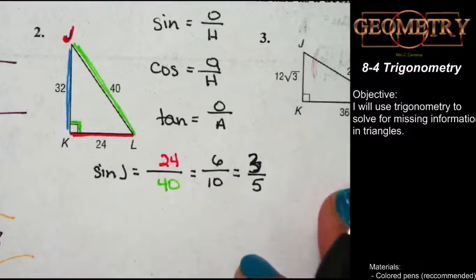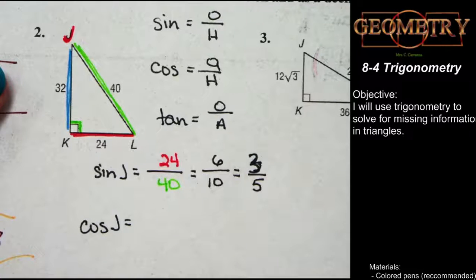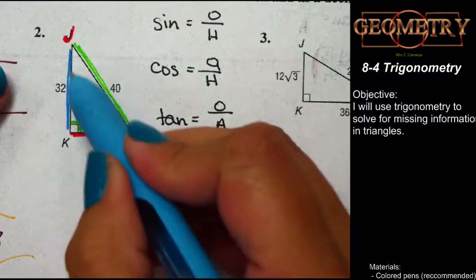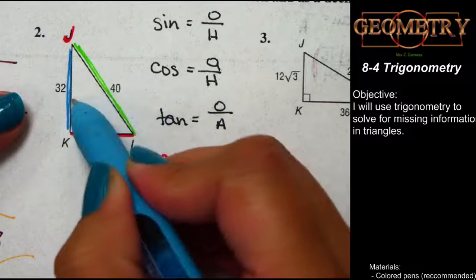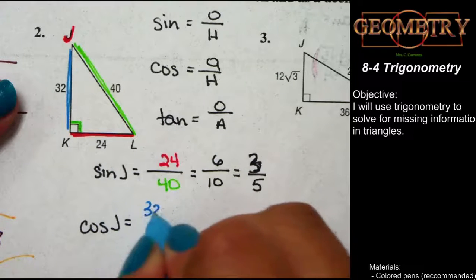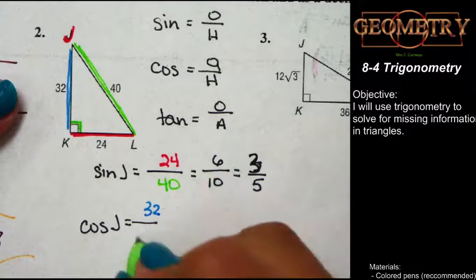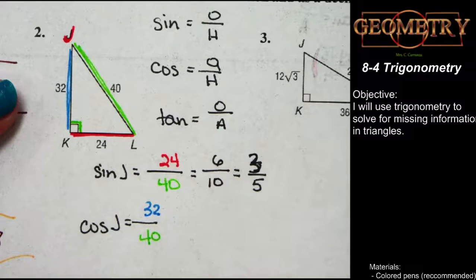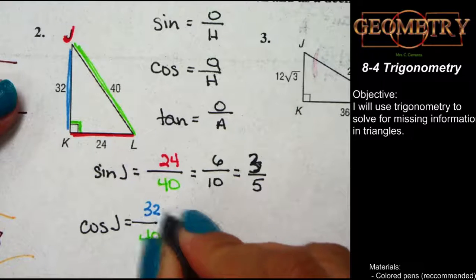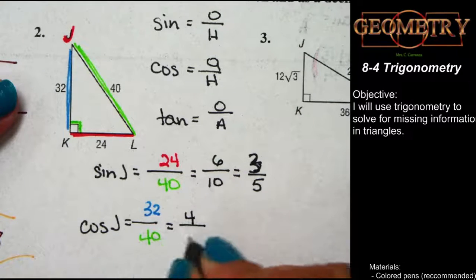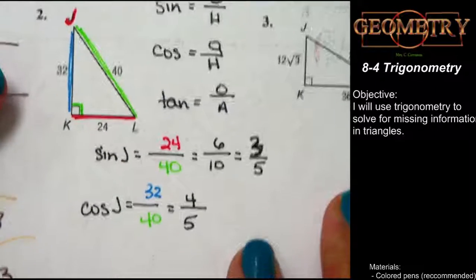We're going to do the same thing for the cosine. The cosine of J is given by the side adjacent to J, that is the side that helps form angle J, but is not the hypotenuse, so it's the other one. So 32 divided by my hypotenuse, which is 40. I'm going to divide both of these, reduce this down. I think this is divisible by 8, and this is divisible by 8, and there is my ratio.